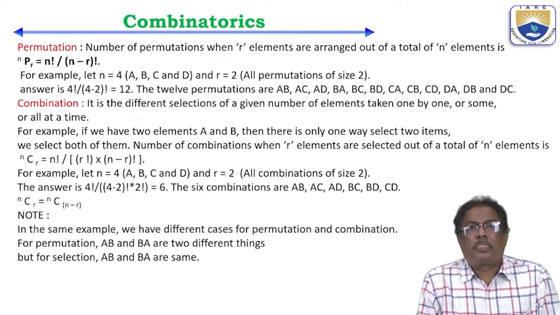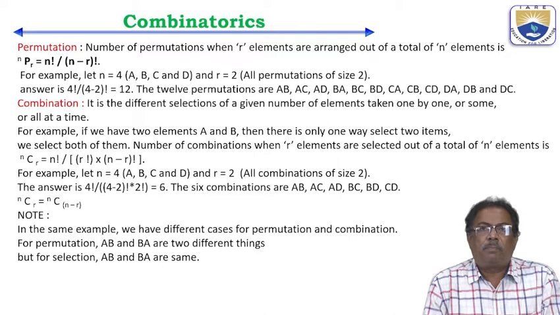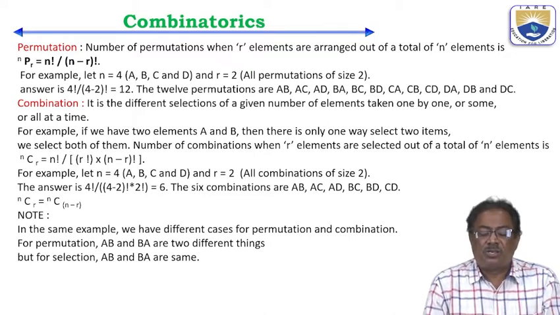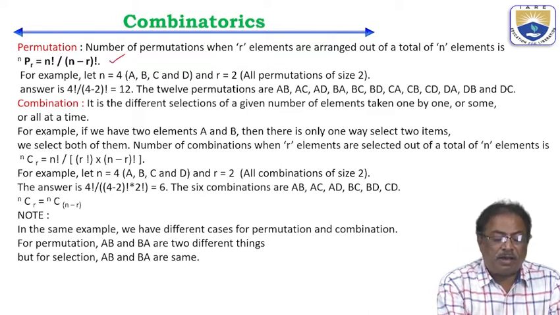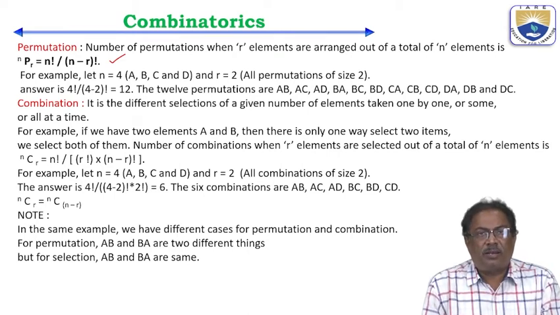Now these are the permutations. What is a permutation? The number of permutations when r elements are arranged out of n is nPr. nPr is n factorial by (n minus r) factorial, that we discussed.